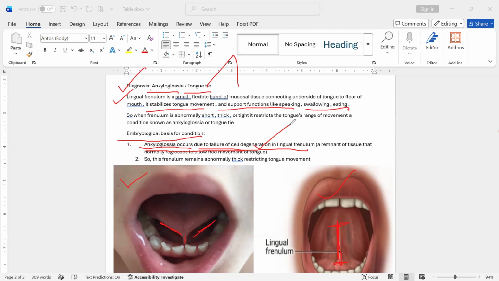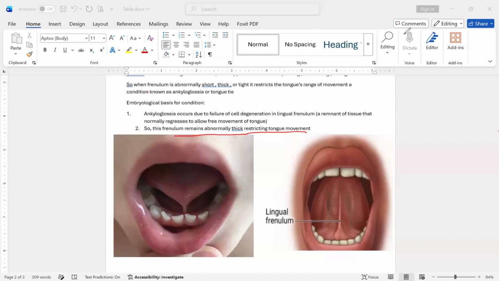Because now the lingual frenulum, after becoming shorter, is not attaching the tip of the tongue to the floor of the mouth, so the tongue can now move freely. But in some patients, cellular degeneration in the lingual frenulum fails to occur, so the lingual frenulum remains abnormally thick, restricting the tongue movement in such patients.